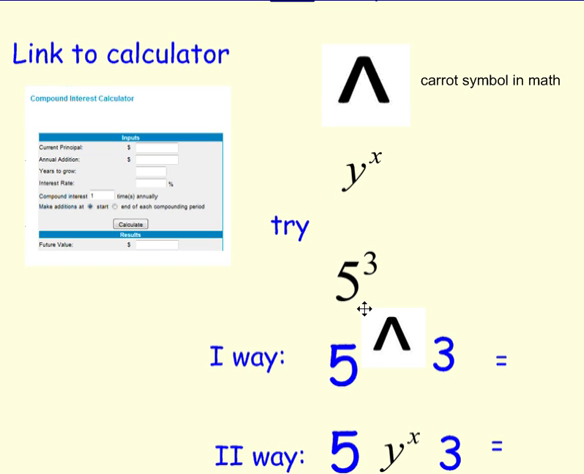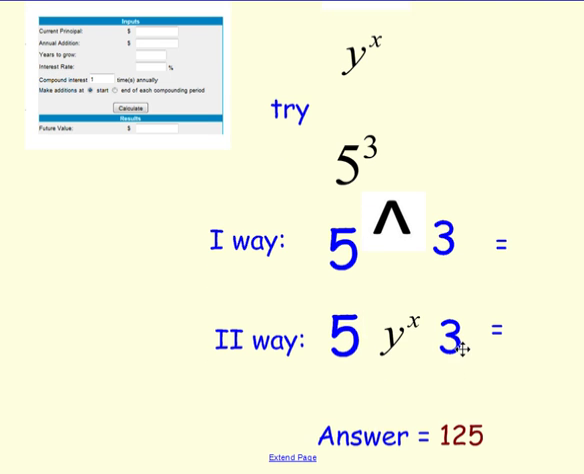So if you're going to be doing 5 to the third power, what you're going to want to do is go 5, that little caret, and the 3. Or on your calculator, you're going to want to do 5 y to the x 3. Either way, you should get an answer of 125.